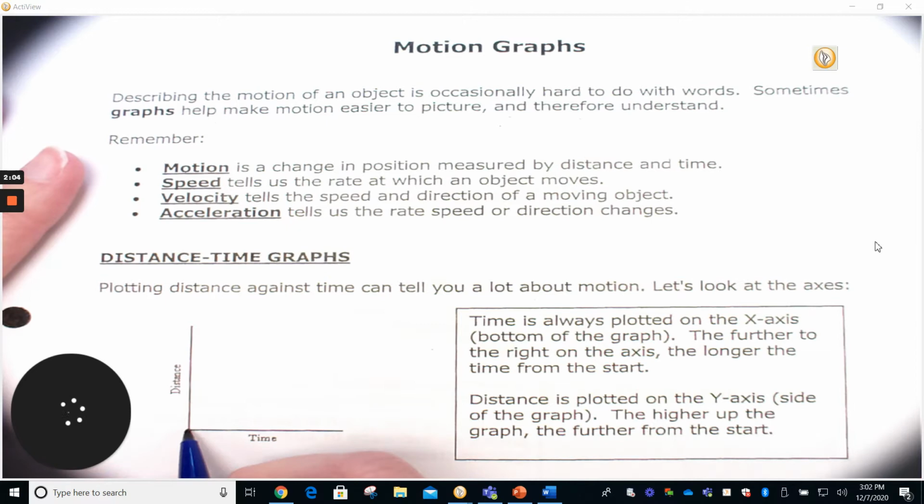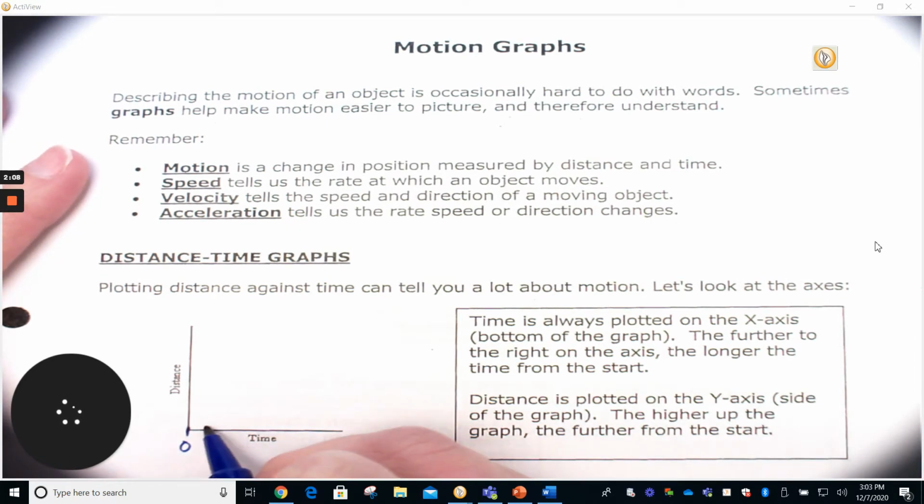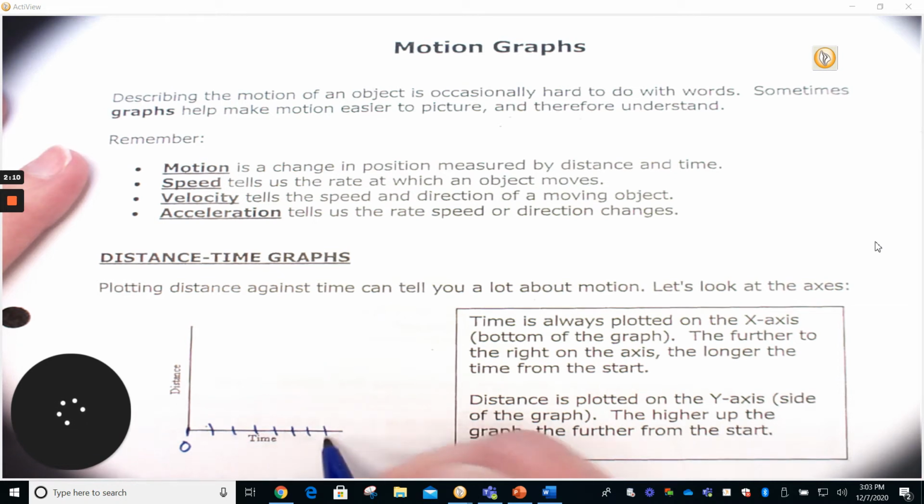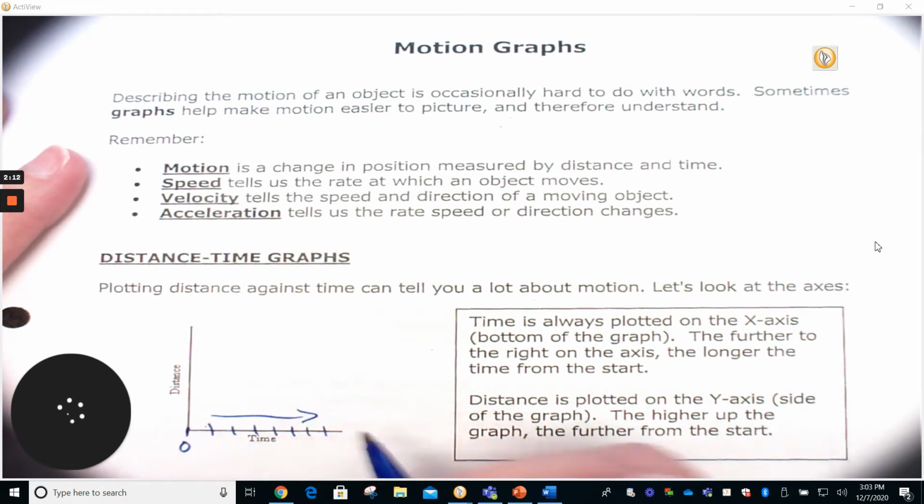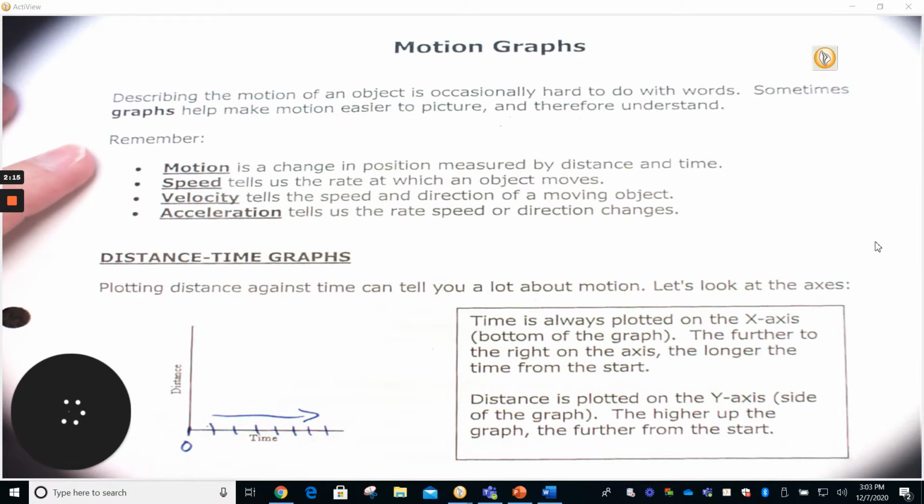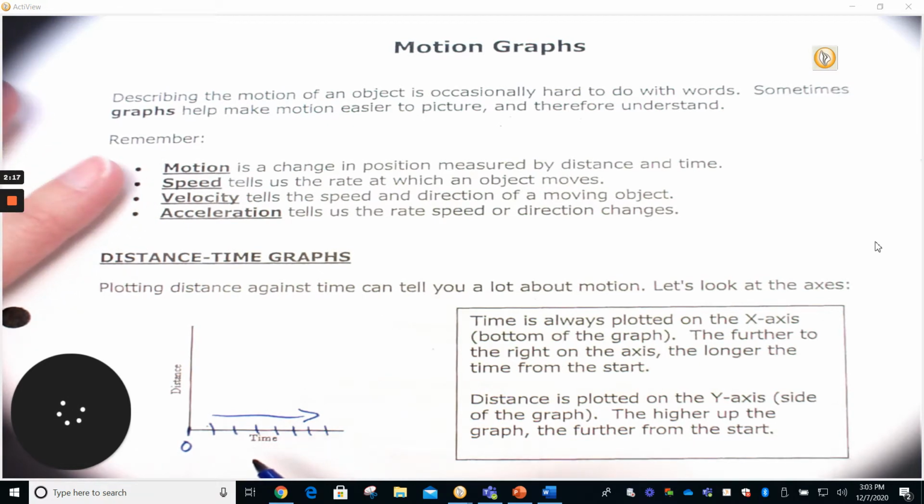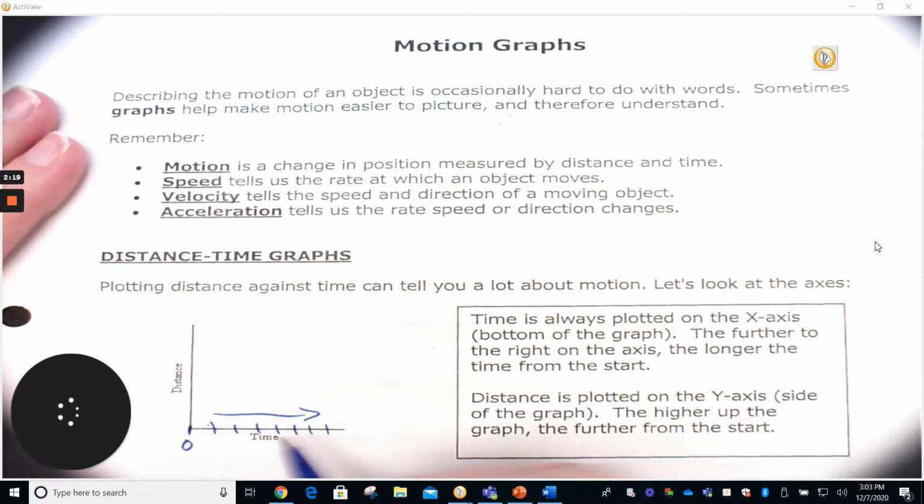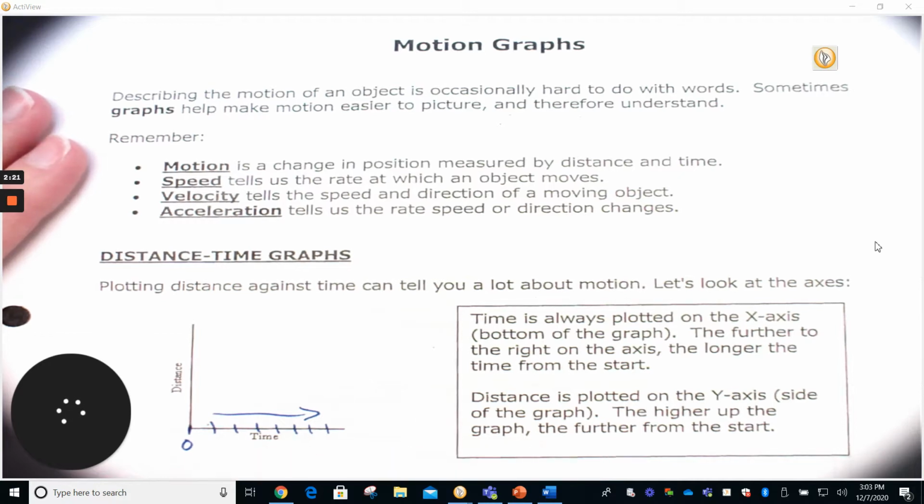So you're going to start time right here, so that would be 0 most of the time. And then the further you get away from the axis, the longer your time is going to go. And it might be minutes here, might be seconds, could be hours. It'll tell you right here at the bottom which it is, okay?